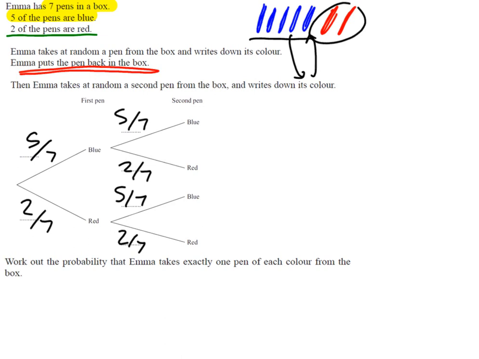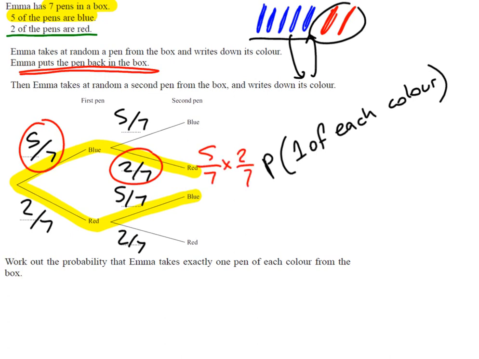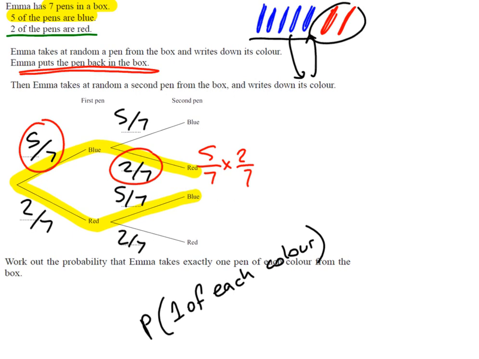Work out the probability that Emma takes exactly 1 pen of each colour. Okay, 1 of each colour. Very similar to what we've just done. Okay, so let's think about blue then red, and red then blue. We do not want blue then blue, and we do not want red then red. Okay, so it's these two. For this one, 5 over 7 times 2 over 7. Let's move this out of the way for now. Is going to be 10 over 49.